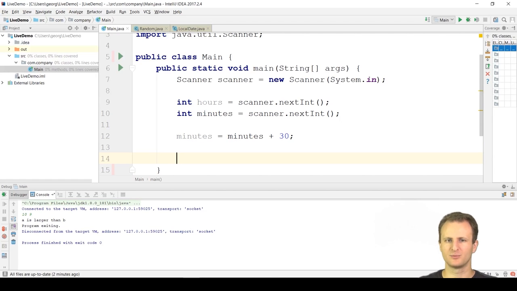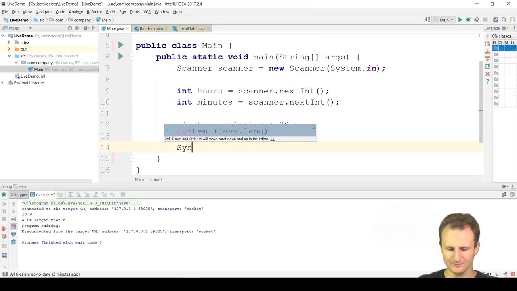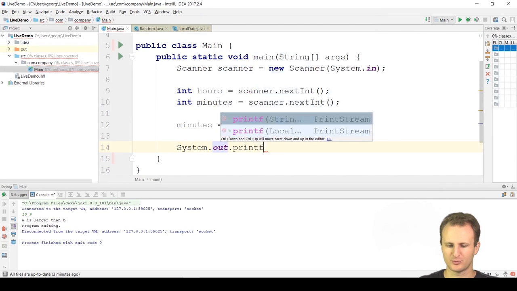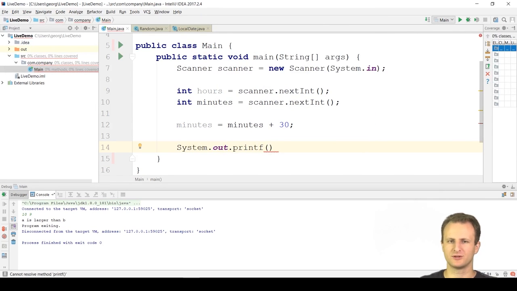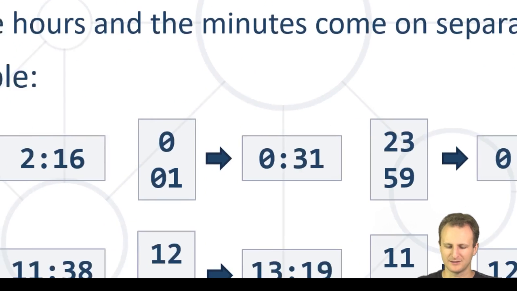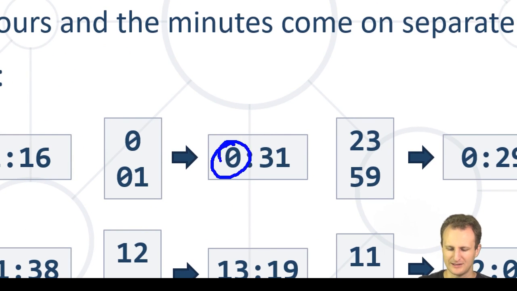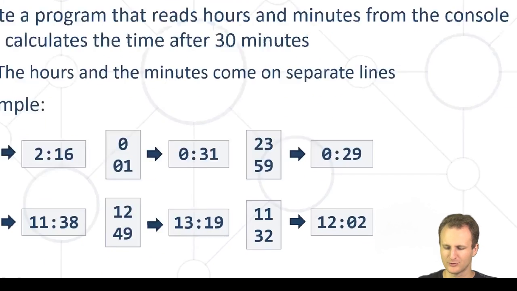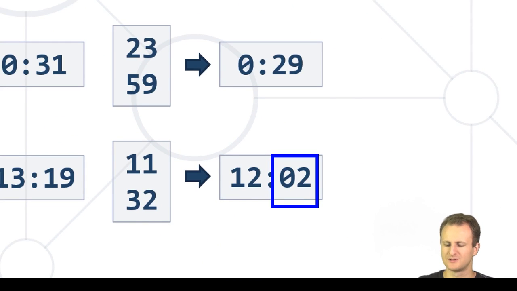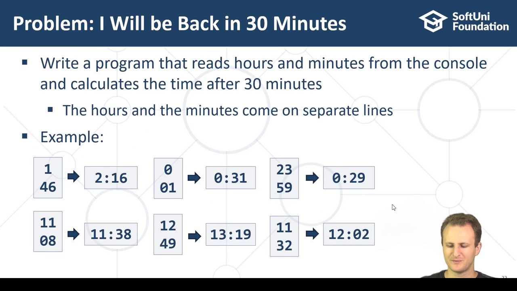Again, this is not the complete solution. It's not accurate yet, but it doesn't need to be. Let's implement a sort of working solution, which can read the input and write the output, and then we'll figure out how to fix it. Okay, so System.out.printf. Why am I using printf? Well, because I'm going to be formatting a string. I'm going to be printing the hours and the minutes, and I also need the minutes to be padded with zeros if there aren't enough digits in them.